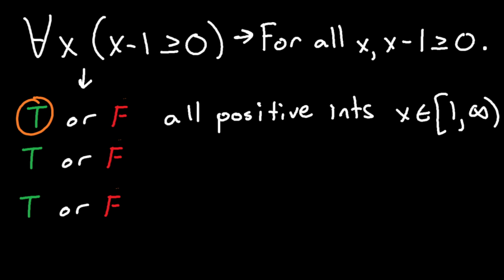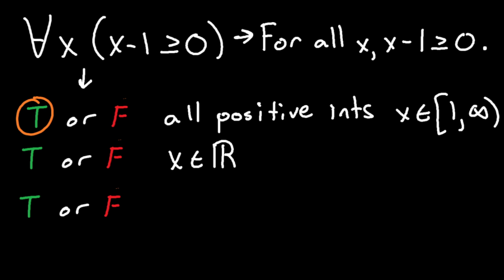So here's the thing. There's not a single value in this domain that makes this statement false. Therefore, it is true. So for all x in the domain, all positive integers, x minus 1 is greater than or equal to 0 is true, as long as the domain is all positive integers. All right, how about let's try all real numbers.